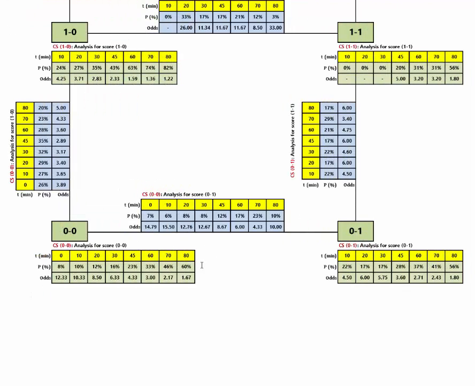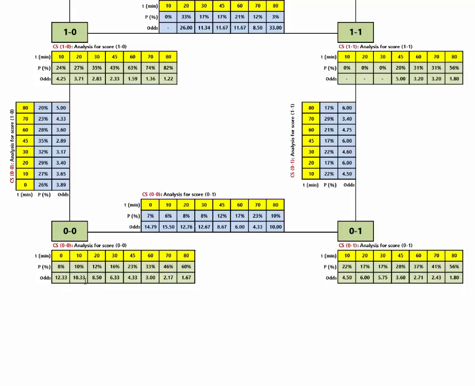Each table has 3 rows. The first row shows the elapsed time of the game. The second row and the third row show the probability and the in-play real odd of the correct score.